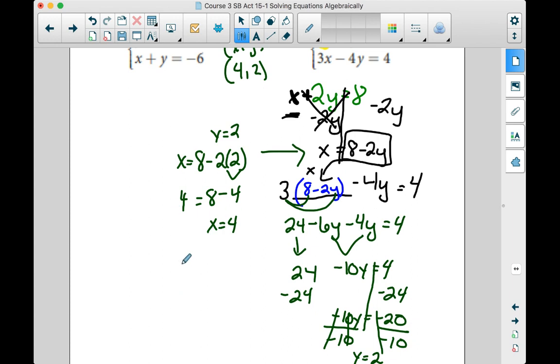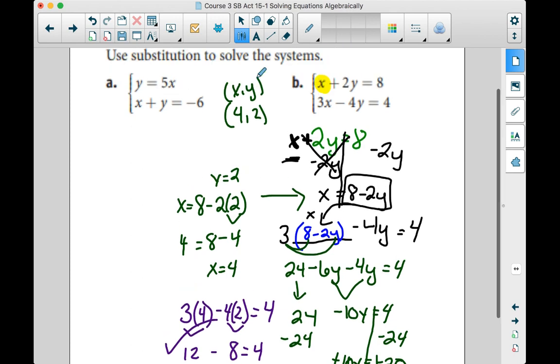So we have 3 times 4, because that's my value for x, minus 4 times 2, and that should equal 4. Let's check it out. 3 times 4 is 12. 4 times 2 is 8. 12 minus 8 does equal 4. It checks. It works. So once I've checked my answer, I'm going to go ahead and circle it.